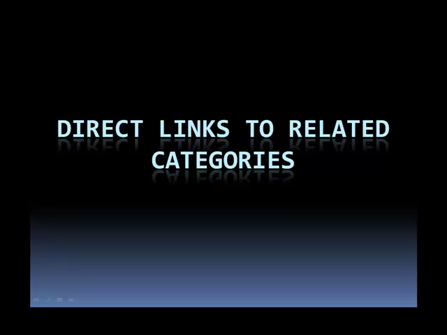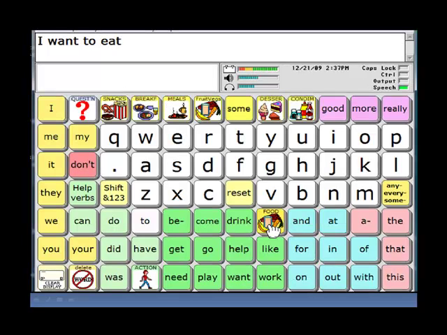Another way Wordpower has been designed to optimize communication is by the use of direct links to related categories. Like when a user chooses the word feel, feelings appear, or when the user chooses the word eat, the food categories appear.